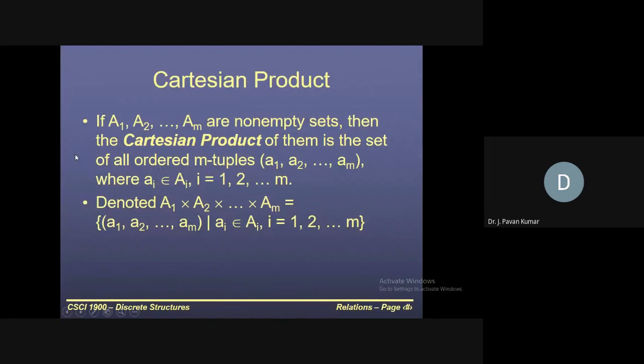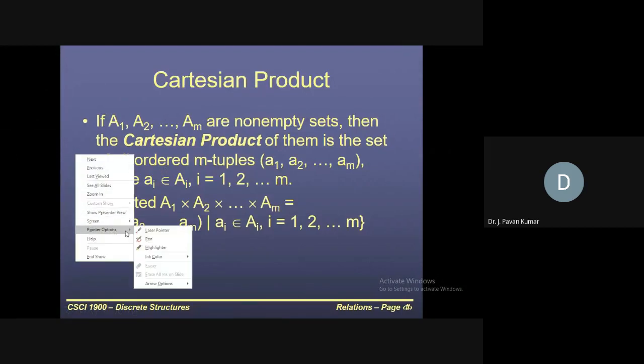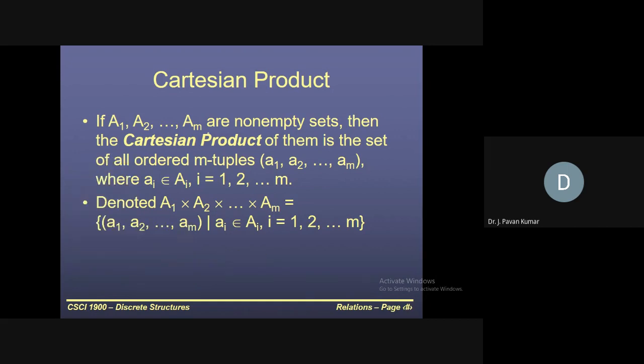We have seen what is meant by a set, right? Now let us consider we have two sets, A and B. A can have some elements like a, b, and B can have some elements like c, d. Okay, these are the two sets.